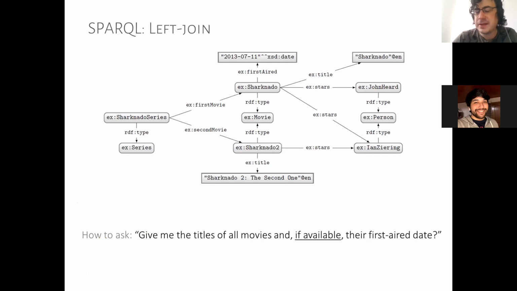We can also do things like left joins, for example. So we can ask, for example, give me the titles of all movies, and if available, their first air date. So we're looking for information about movies. And for some movies, we don't have their first aired date, right? So it means that we don't want to just drop the information about Sharknado 2 because it doesn't have the date. Rather, we'd like to leave it blank and still return the solution.